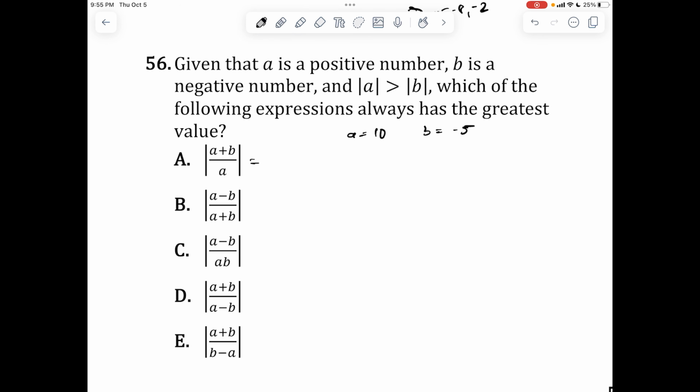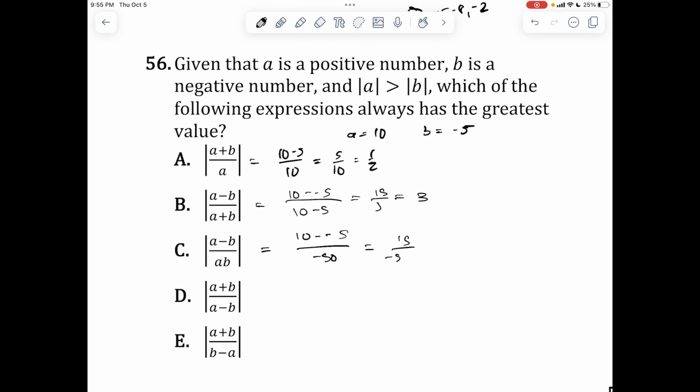Okay, so first one is going to be 10 minus 5 over 10. This is going to be 5 over 10, which is equal to half. Okay, this is going to be a minus b, 10 minus -5 over 10 plus 5, which is equal to 15 over 5, which is equal to 3. This is going to be 10 minus 5 over 10 times -5, which is -50. We're going to get 15 over -50, absolute value, all that, right? It's going to be 3 over 10.